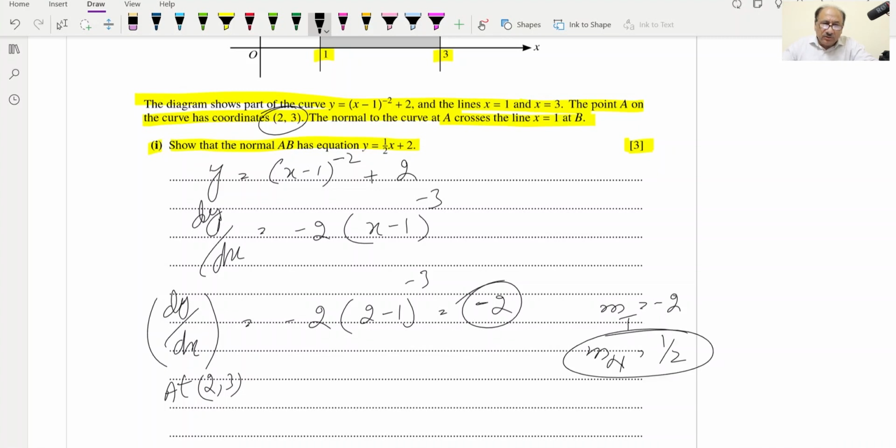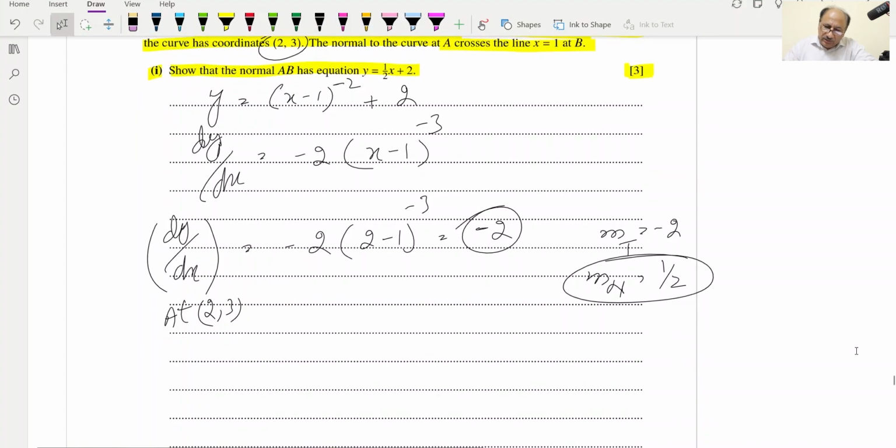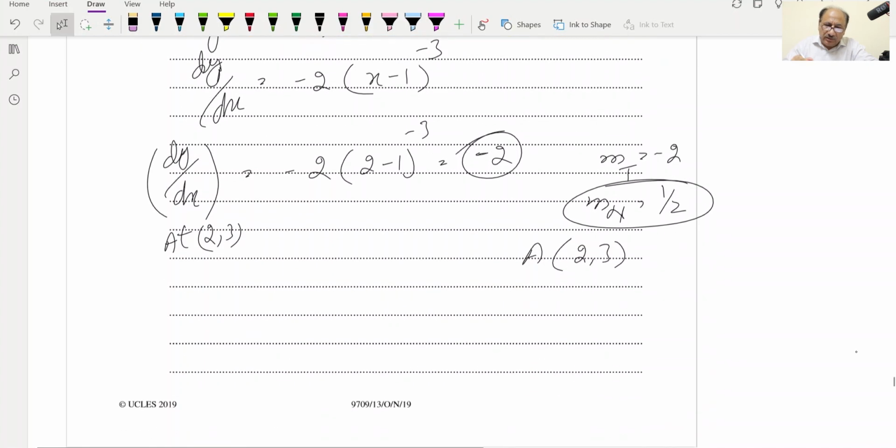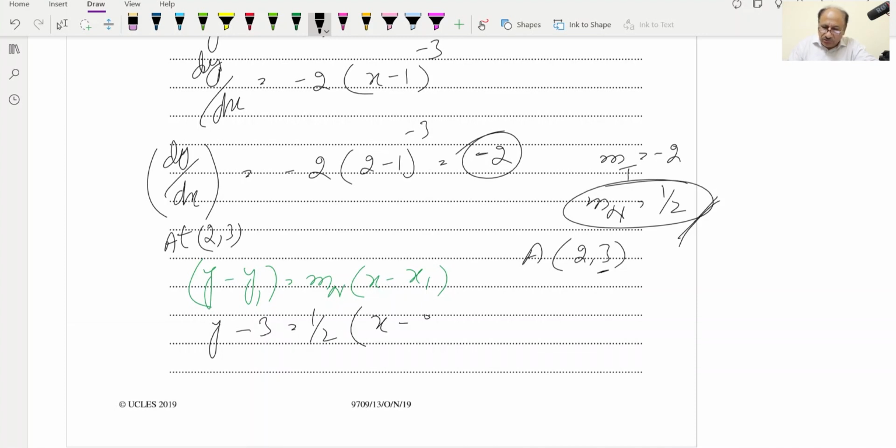This will be the gradient of the normal, and the point we will use is (2, 3). Using this point, we write the equation of the normal: y minus y1 is equal to m of the normal into x minus x1. We can use y minus y1, which is 3, is equal to the normal gradient 1 by 2, and x minus x1, which is 2.